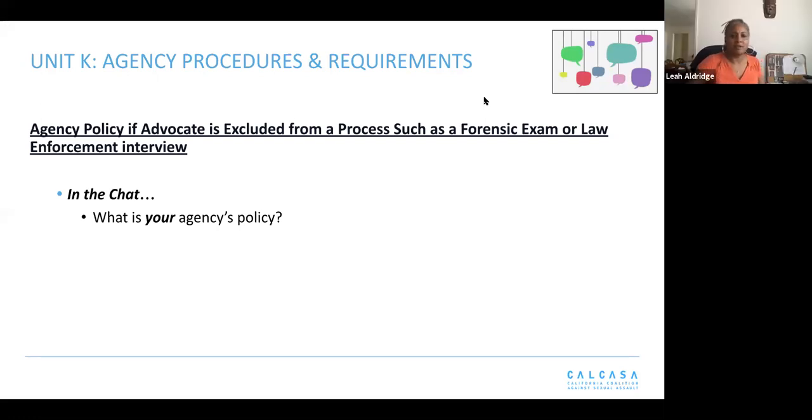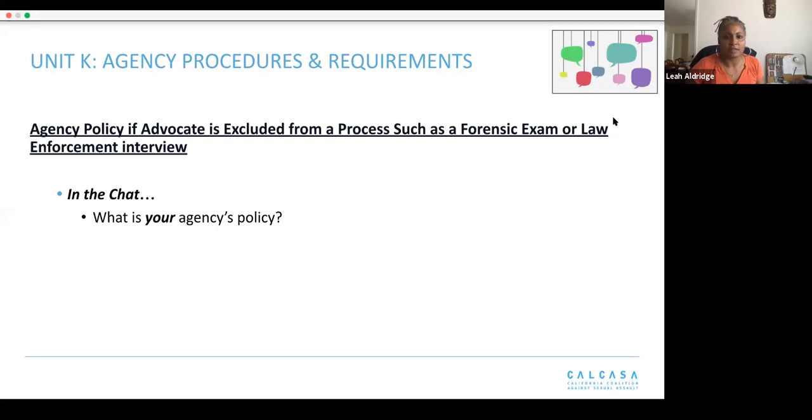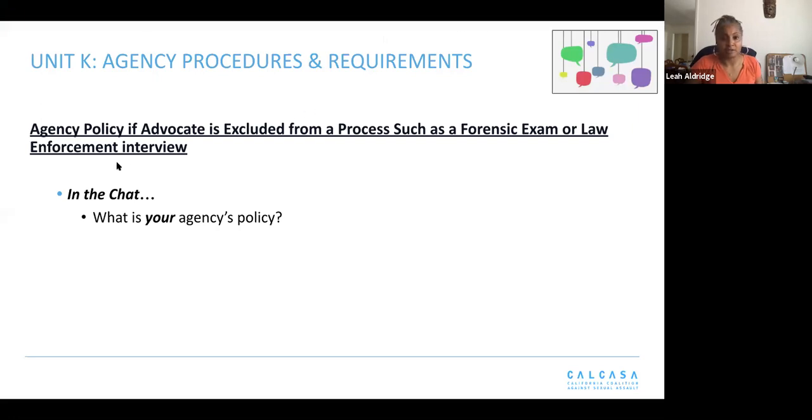Is anyone else having problems with their DAs or their SANE or SAFE nurses or anything like that? If so, if you could just drop it in the chat, that'd be great. It could just be your particular administration. So if you're getting a new DA, maybe that will all change. Well, I'm hoping that maybe that's why the old DA retired with 5 days notice.